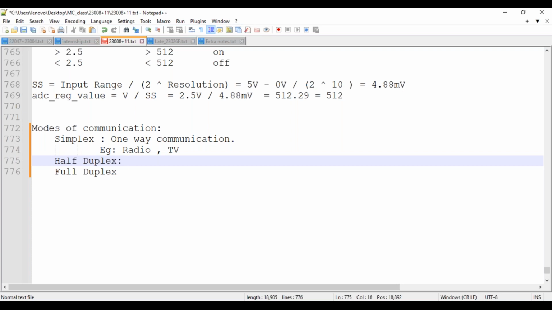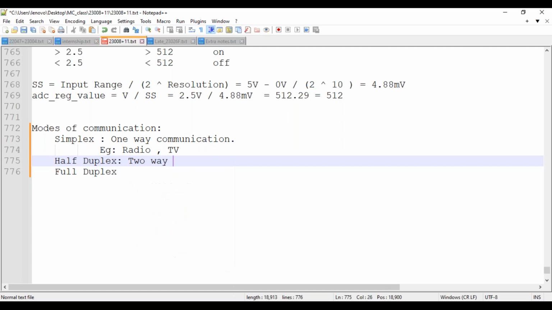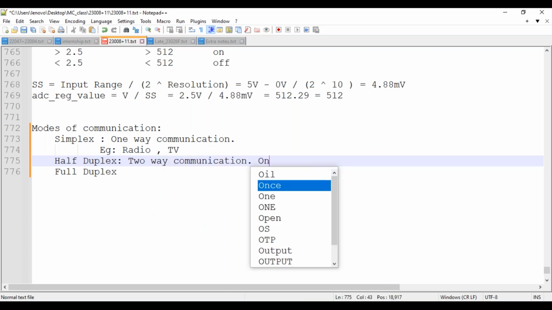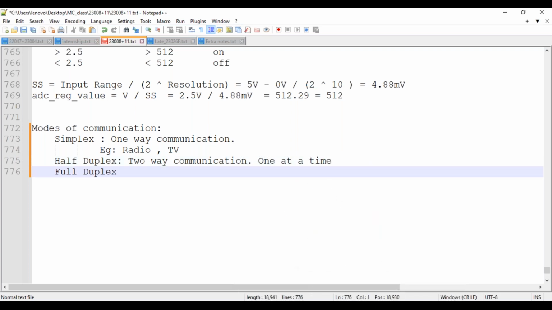What is half duplex? Half duplex is nothing but two-way communication, but only one can communicate at a time. So that is half duplex: there will be two-way communication, but only one can communicate at a time.